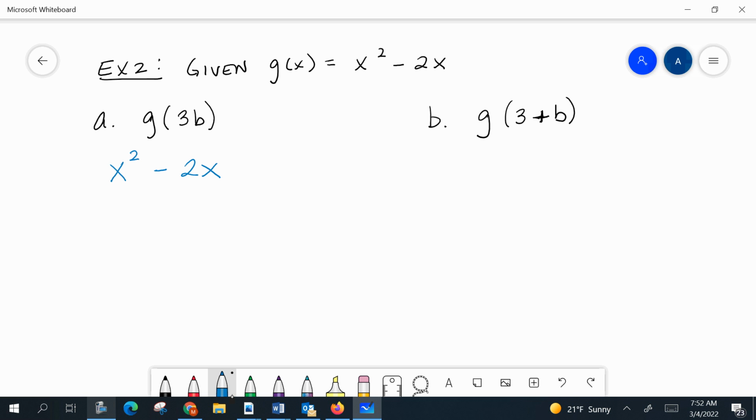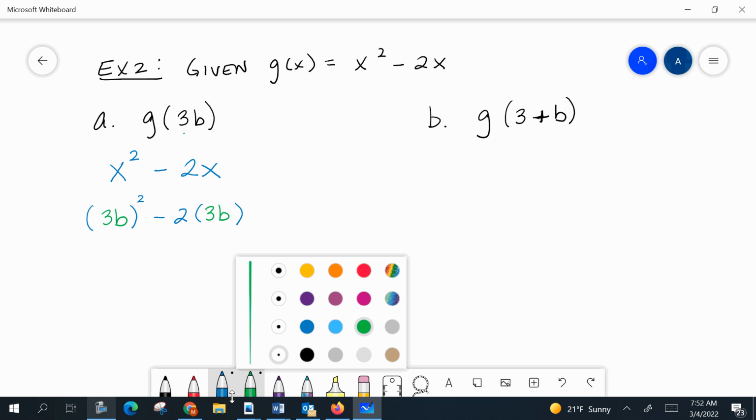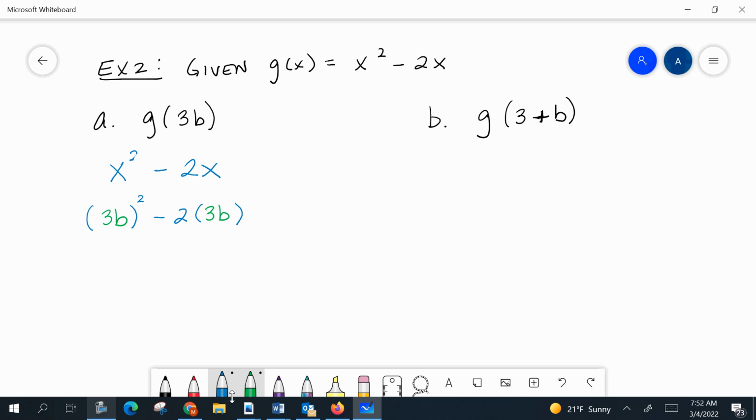So we're going to replace the first x with 3b and square that quantity, and then replace also the second x with 3b. So that 3b is going to input into this first x, and it's going to input into this x. And now we just need to work out the math and simplify.